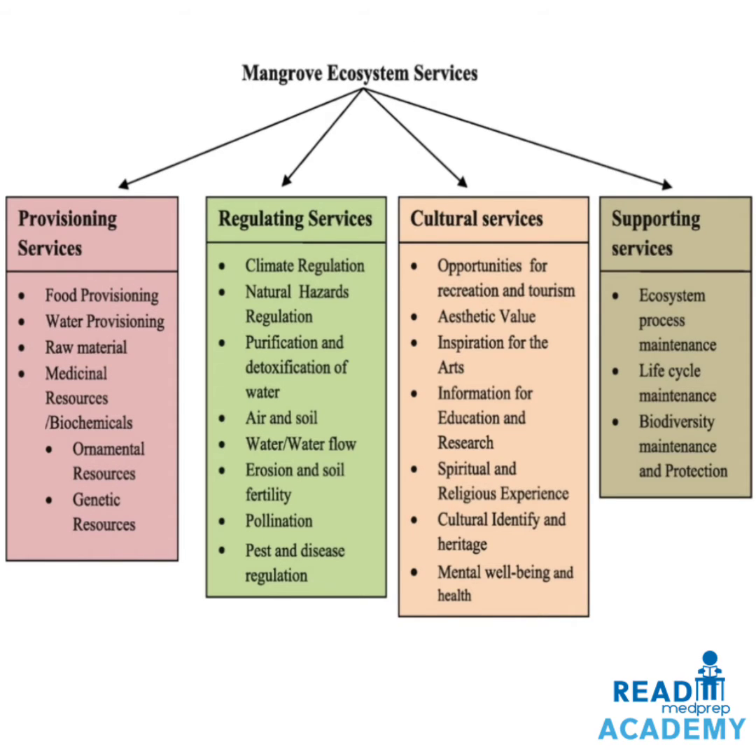Provisioning services include food provisioning, water provisioning, raw materials, medicinal resources, biochemicals, ornamental resources and genetic resources. Regulating services include climate regulation, natural hazards regulation, purification and detoxification of water, air and soil, water flow regulation, erosion and soil fertility, pollination, and pest and disease regulation. Cultural services include opportunities for recreation and tourism, aesthetic value, inspiration for the arts, information for education and research, spiritual and religious experience, cultural identity and heritage, and mental well-being and health. Supporting services include ecosystem process maintenance, life cycle maintenance, and biodiversity maintenance and protection.